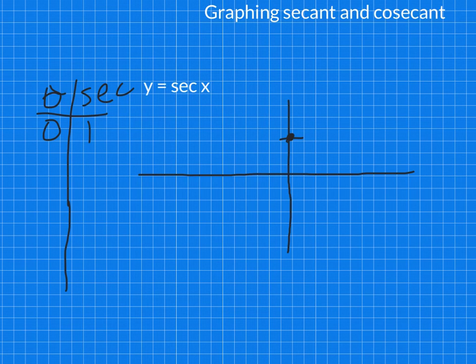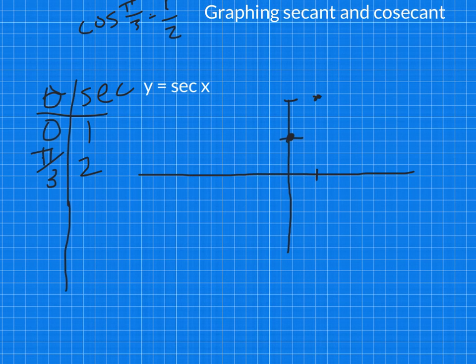So let's move over a little bit. Let's do pi over, oh, I don't know, pi over 3. Okay, 60 degrees. Pi over 3. So we're looking at the secant of pi over 3, which is 1 over the cosine of pi over 3. We know that the cosine of pi over 3 is 1/2. 1 over 1/2 is 2. So let's go over here, pi over 3 units. There we go. And now we're up here at positive 2.